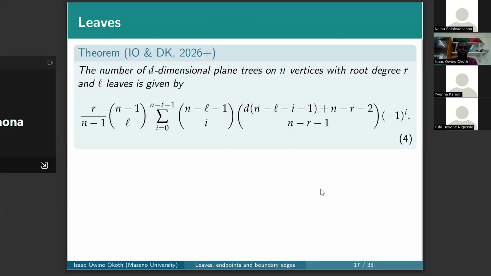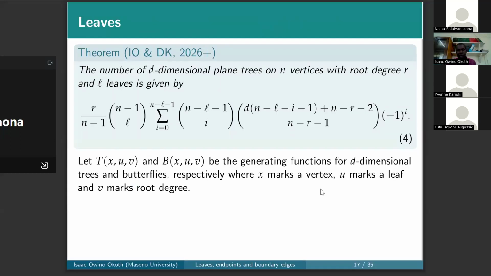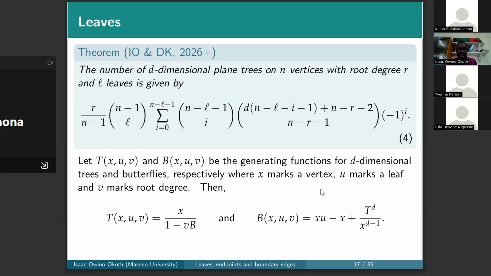Okay, so another parameter we want to look at is leaves. A leaf, as I said, is a vertex with degree 0. So the number of d-dimensional plane trees on n vertices with root degree r and having n leaves is given by equation 4. We construct the proof as follows. We let T and B be trivariate generating functions for d-dimensional plane trees and butterflies, where x marks a vertex, u marks a leaf, and v marks the root degree. Then the generating function for the trees is given as x over 1 minus vB, as I explained before.